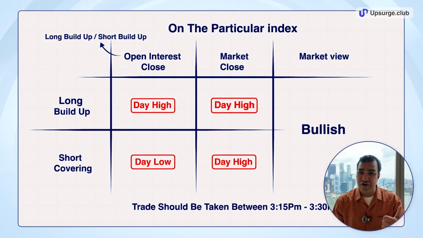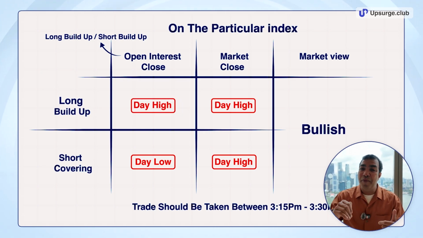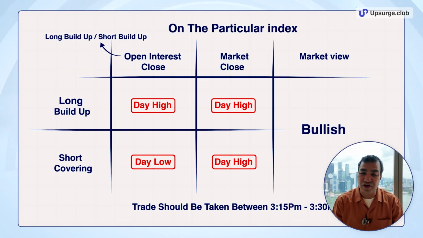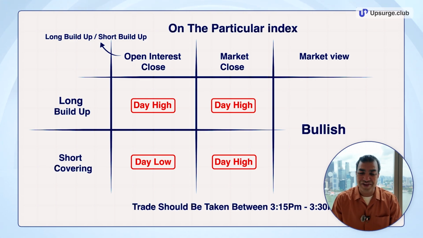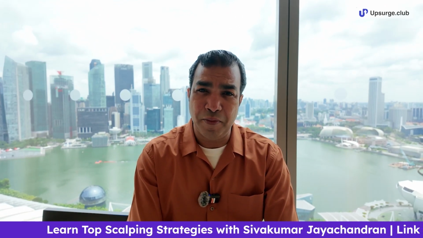If the market is closing near the day's high, and we are having a long build-up, that means open interest is also closing at the day's high. Or open interest closing at the day's low but the market closing at the day's high, which is called a short covering. That is also another scenario wherein you will be able to carry home the positions for a gap up the following day. So 90% of the times you would see the market giving you a gap up that will give you money or rewards in the opening minutes.